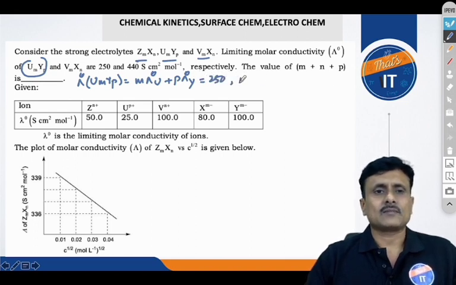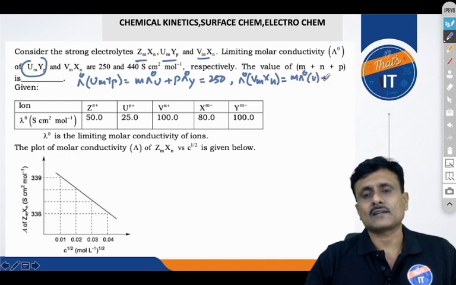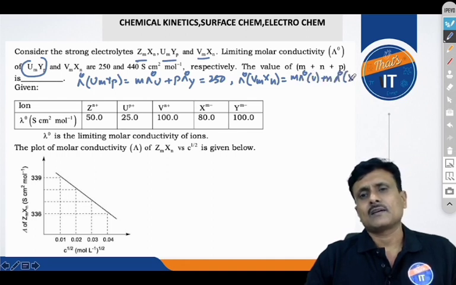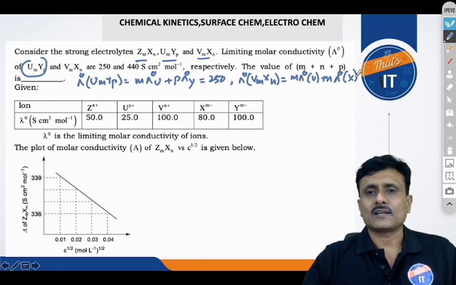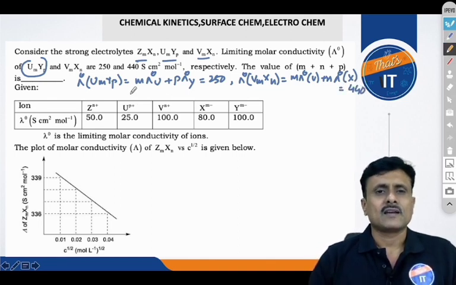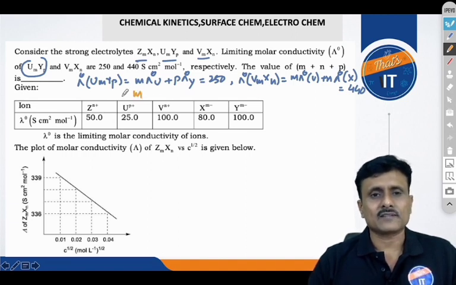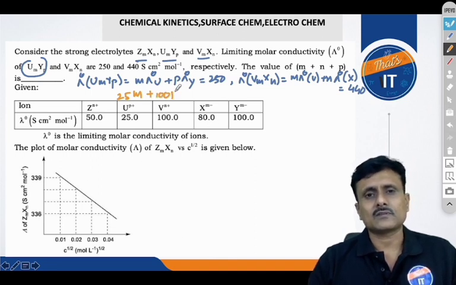Likewise, you can see lambda naught of VmXn is given, which is equal to m times lambda naught of V plus n times lambda naught of X, whose value is given to you as 440. Now let's take these two equations into account, and these values are anyway given, right? m into lambda naught of U is 25, that is 25m, plus p into lambda naught of Y, which is 100. So this is equal to 250. So this is one expression you have, isn't it?